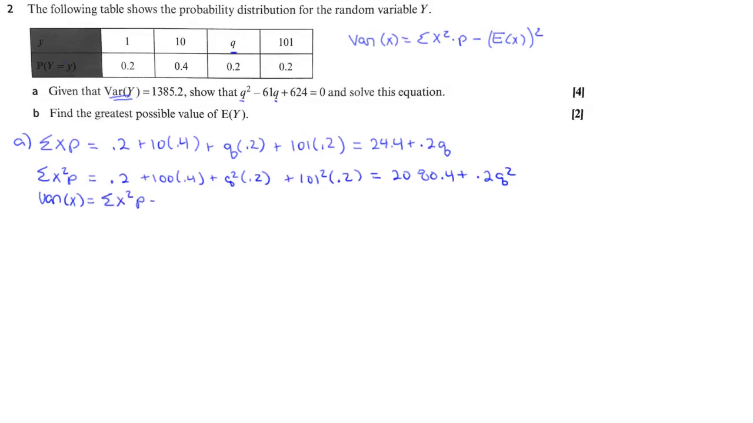All right, now I'm going to go ahead and lay out my variance formula. The sum of the x squares times probability minus the expected value squared, so that way people know what I'm about to do. And I'm going to put the variance here, and then I'm going to put the sum of the x squares times the probabilities here, and then I'm going to subtract the expected value, which is going to be 24.4. I'm going to rearrange it to 0.2q plus 24.4 squared. All right, so the first thing we can do is make this equal to 0. It's a quadratic.